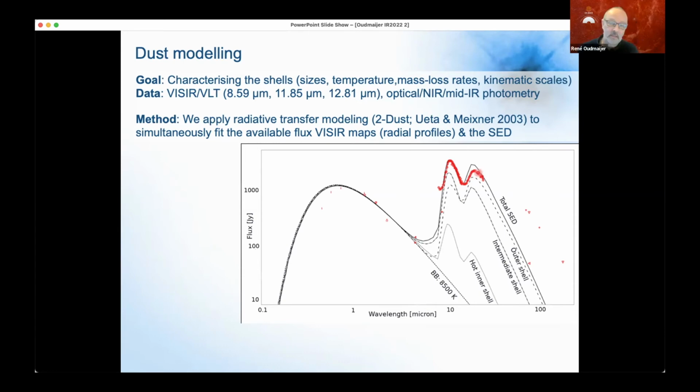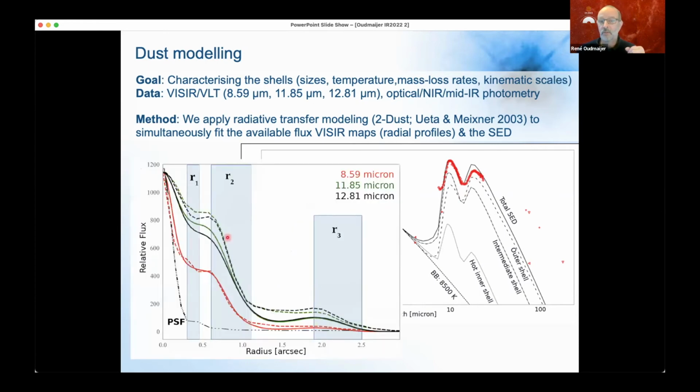Yeah, fantastic. And we actually managed to get a pretty good fit to the SED, as well as to the spatial extent, to the three different shells that we observed at three different wavelengths. So this is essentially what I present to you, our best fit.